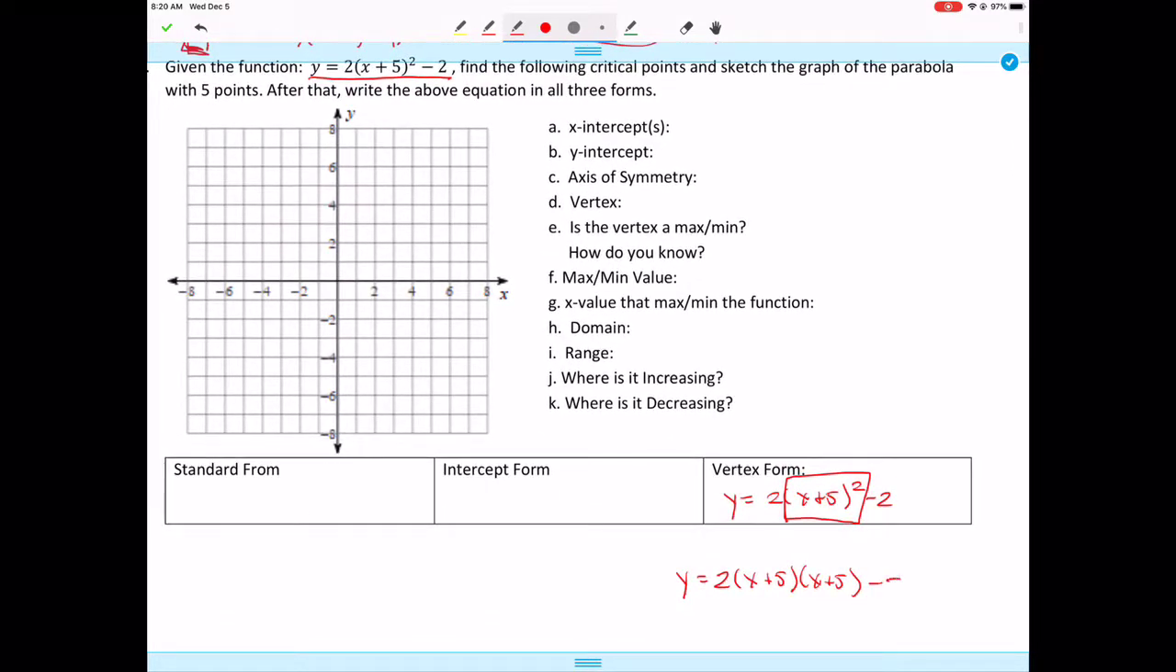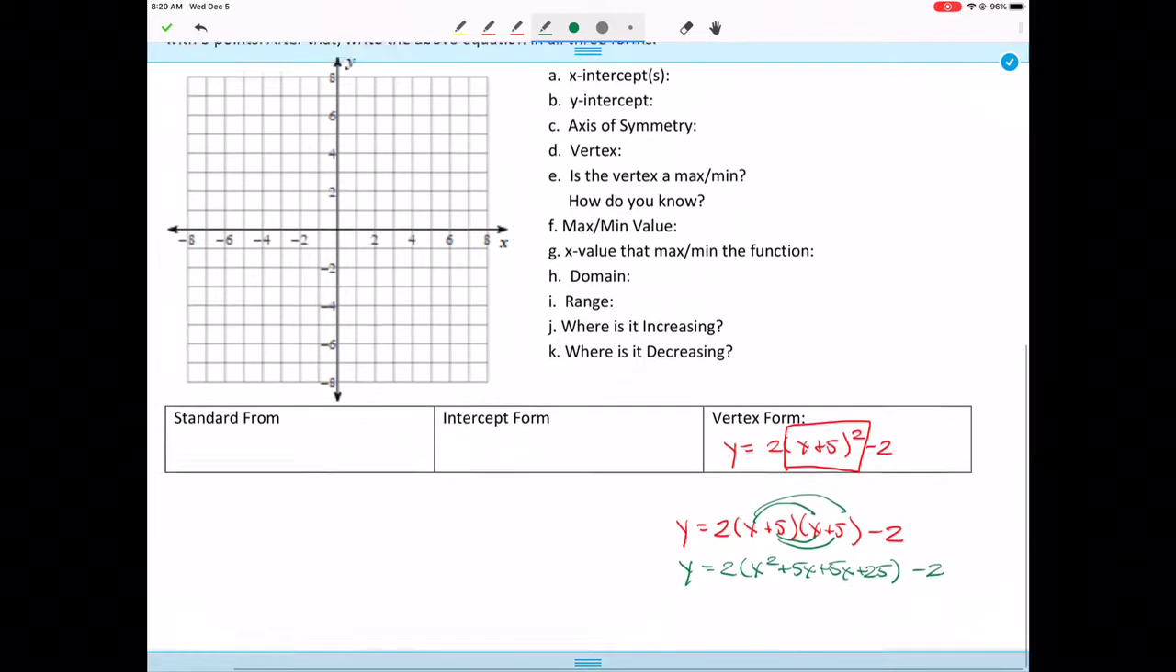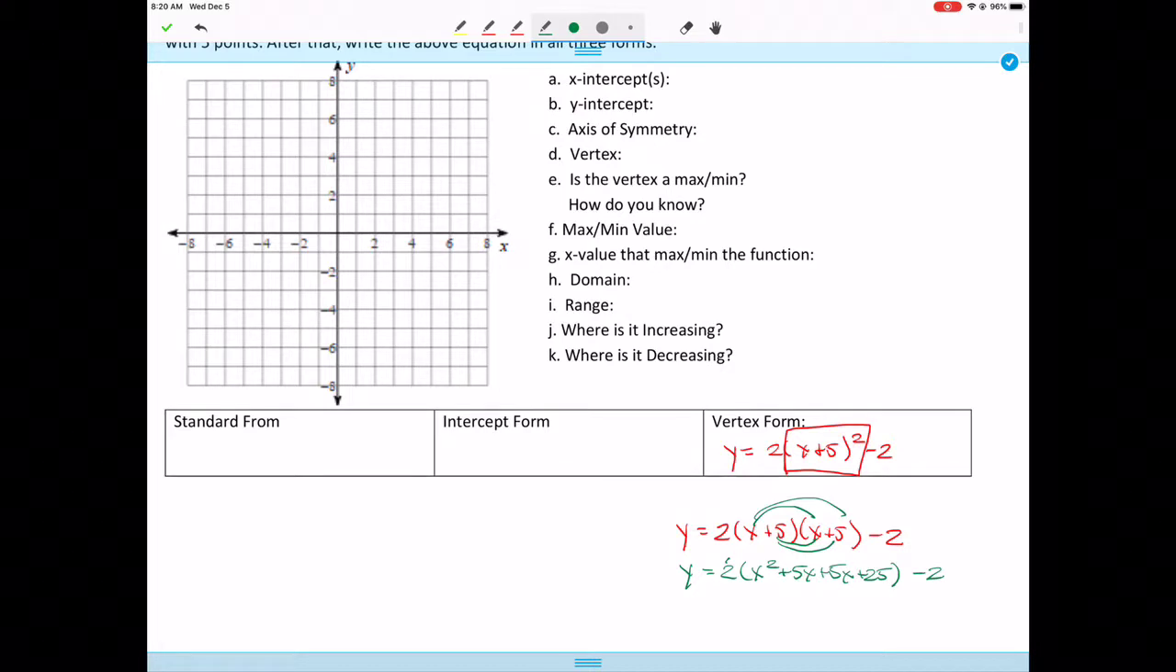All right, and then we have minus 2. So all we need to do is distribute. That gives us y equals 2 times x squared plus 5x plus 5x plus 25 minus 2. Okay, and then we distribute that 2 to all these terms. That gives us y equals 2x squared plus 10x plus 10x plus 50 minus 2, and then we combine like terms.